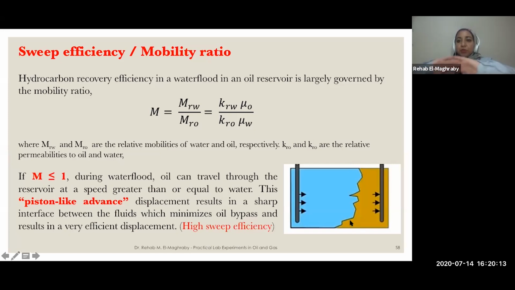So it is pushing the liquid. It will not have a higher velocity than the oil. The oil and the water will travel at the same speed, so it will act like a piston advance and will have higher sweep efficiency. So the lower the mobility ratio, the higher the sweep efficiency.